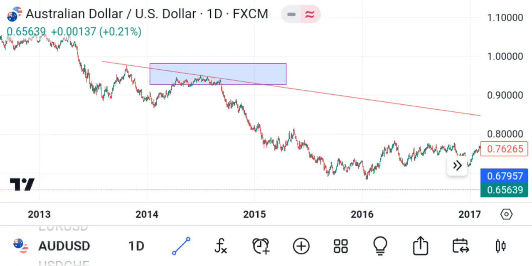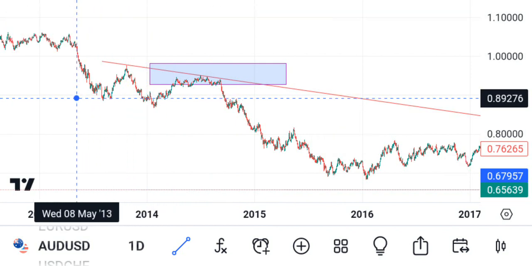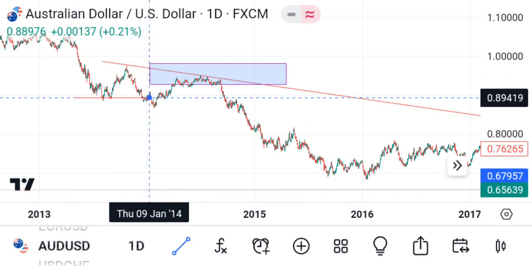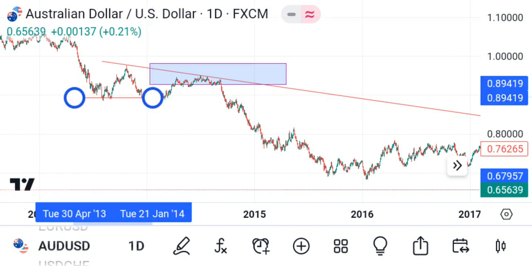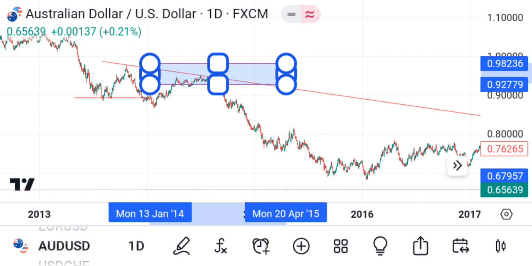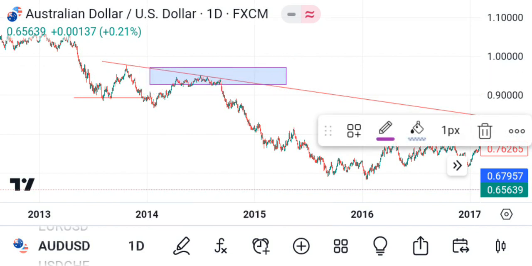There is a break of structure here. Anytime you see the market move lower than this, it is a break of structure, which indicates that the market is coming back to the downside. It retraced here, retraced back here, and started moving lower, because there was a break of structure here.